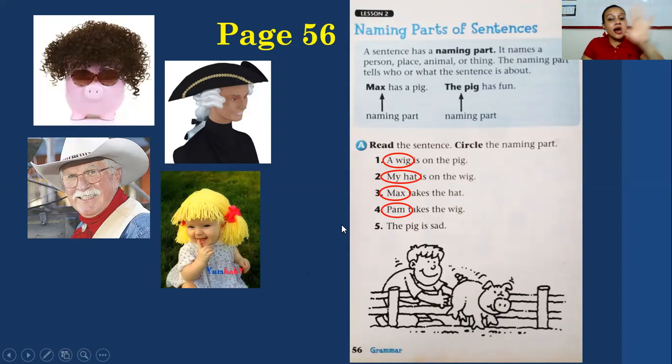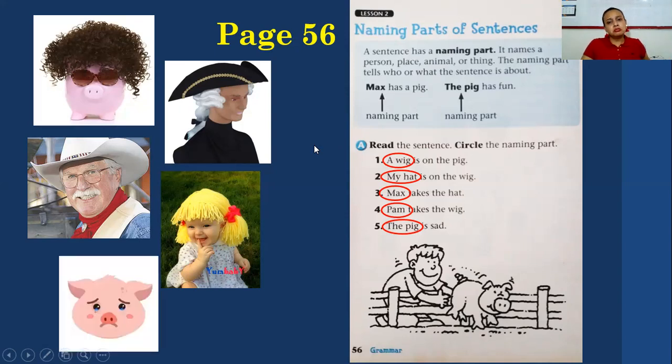And number 5, the pig is sad. So what is the naming part? Yes, it's the pig. The pig is the subject. The pig is telling us who the sentence is talking about. So look, the pig is sad. Very good. Now you are understanding what the naming part of a sentence is.